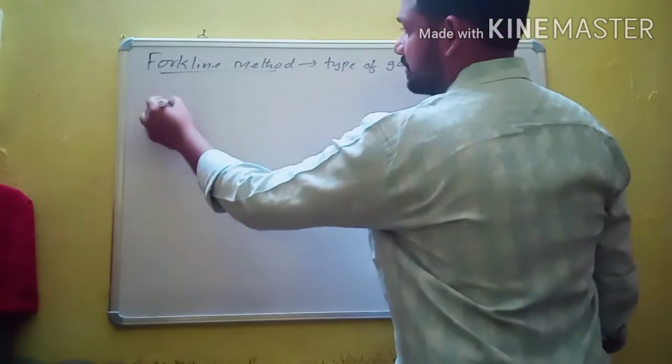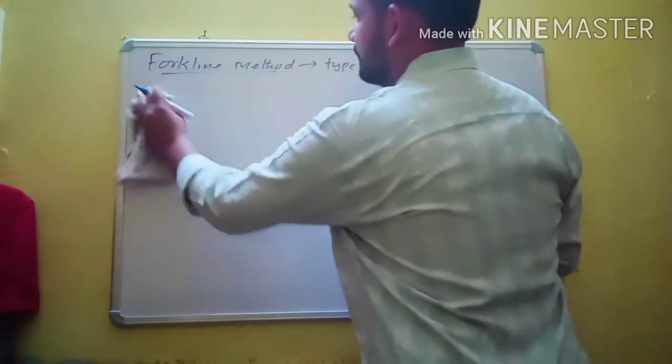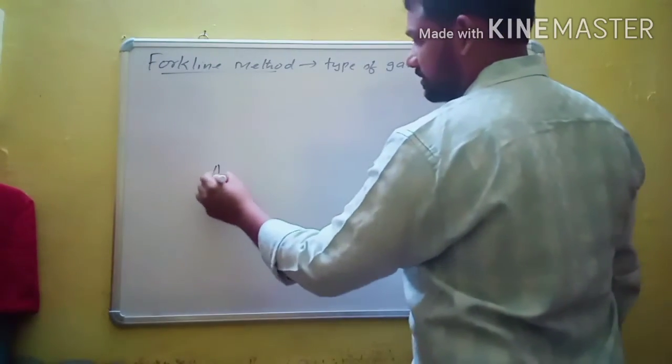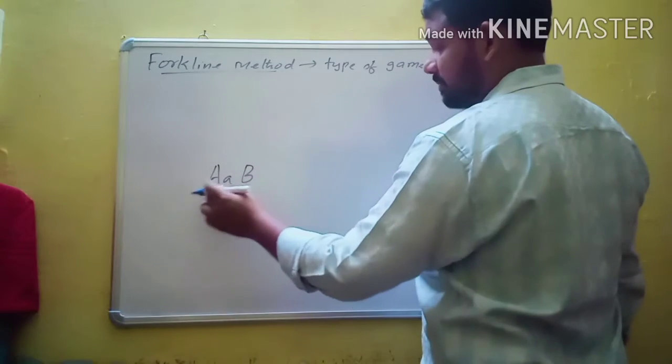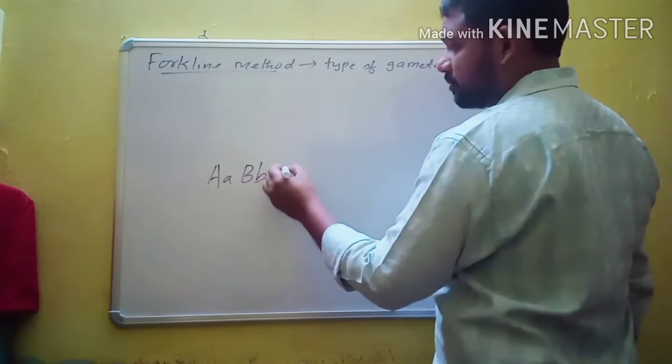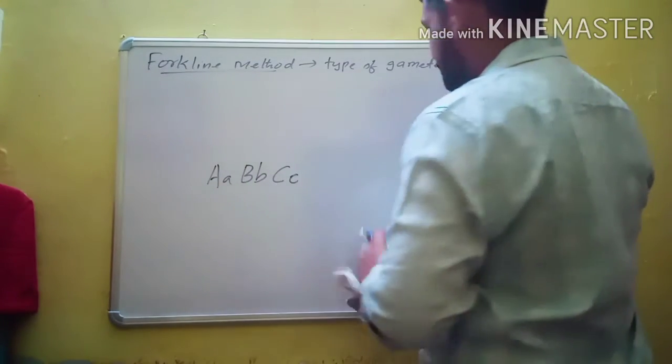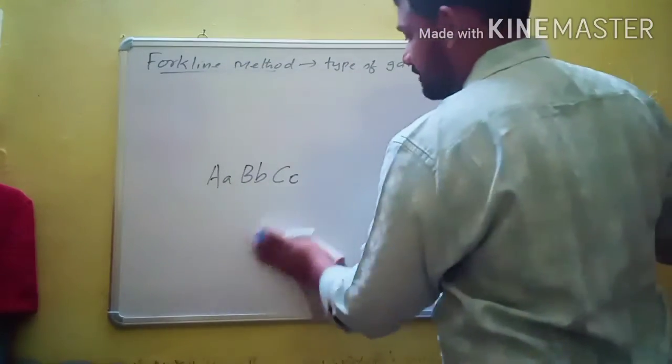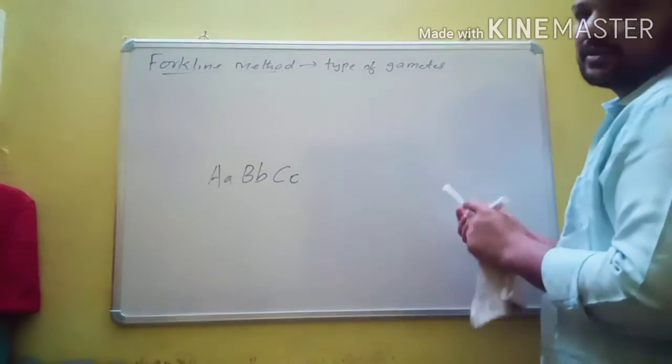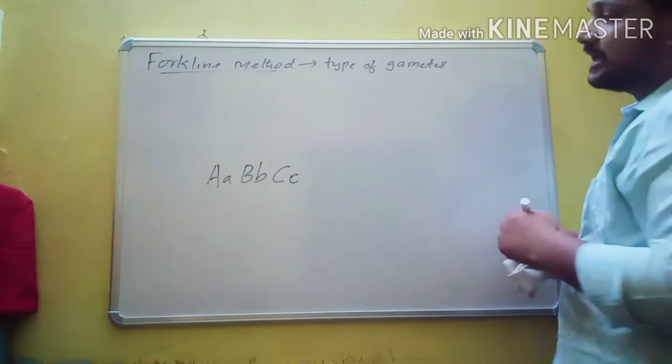Capital A, for example, capital A small a, capital B small b, capital C small c. So this is the given genotype. From this, how many gametes will come? Total 8 gametes will come.